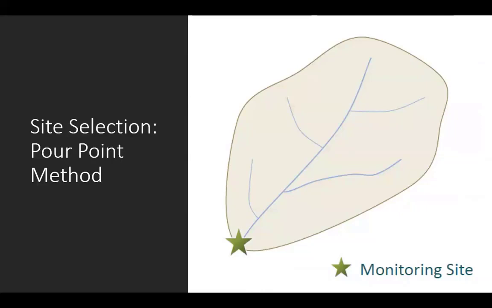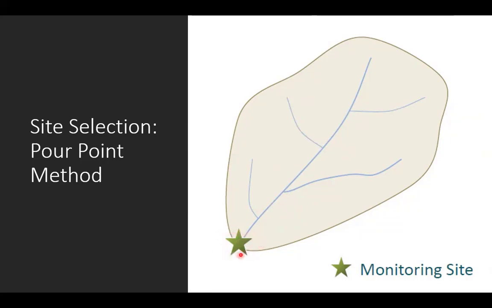So when you're looking at determining your sites, there are a number of approaches that you can use. This is referred to as the pour point method. So this is your watershed. This is the boundary of your watershed, or the divide. These are the main water bodies and the tributaries, and you're monitoring at the outfall.